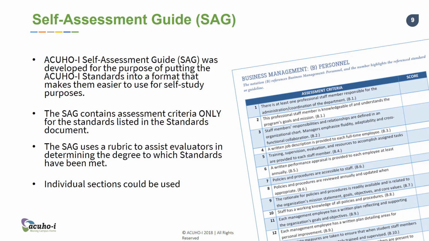The SAG contains assessment criteria only for the standards listed in the standards document. The SAG uses a rubric to assist evaluators in determining the degree to which standards have been met. Depending on your institution's culture, you might find the need to adjust the rubric to ensure that you are collecting the correct information in the evaluation process. Given that there are multiple sections of the standards, one could use an individual section or multiple sections in the evaluation or review process.